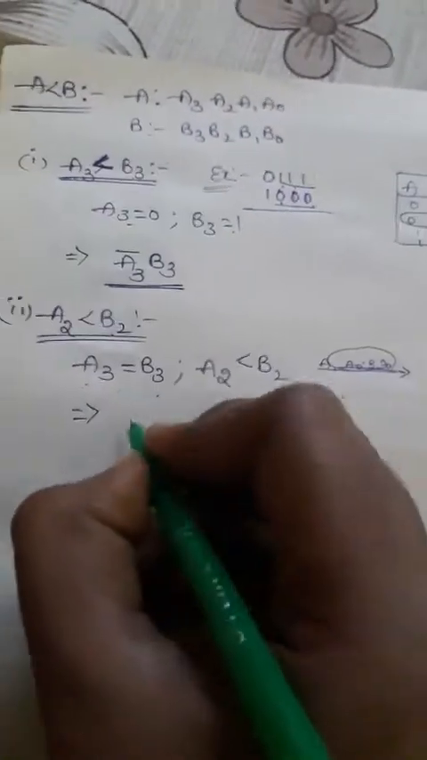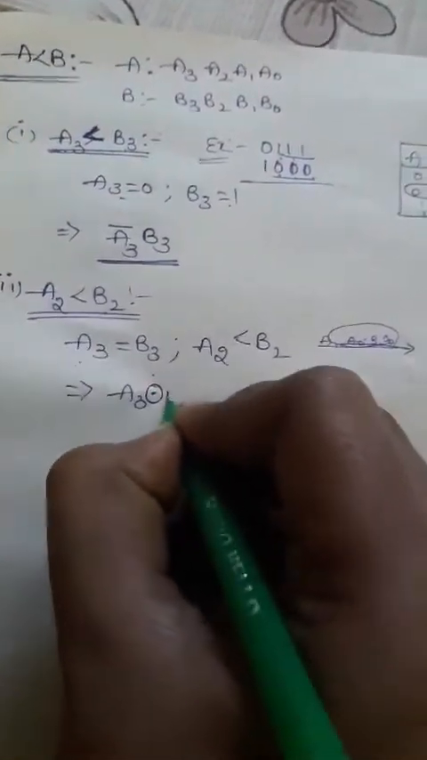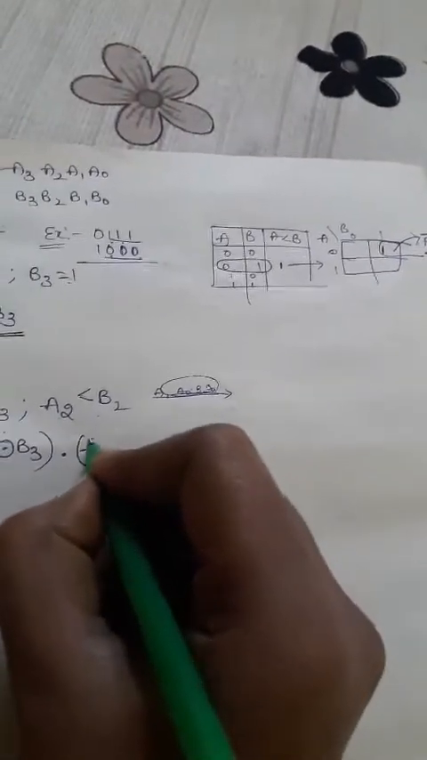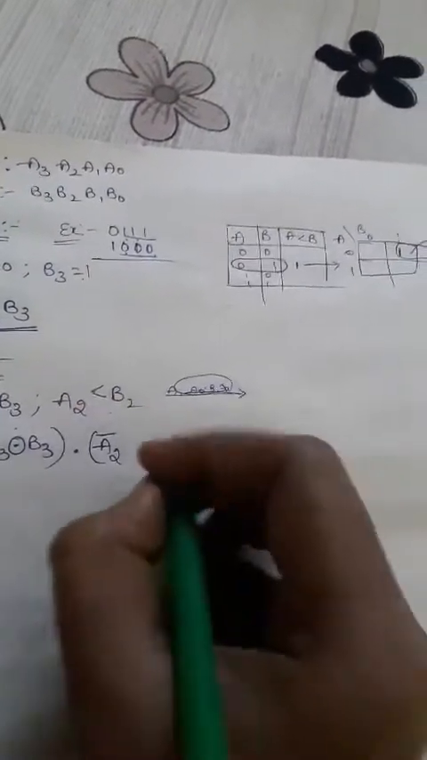So A3 is equal to B3. What is the output actually? Equal condition means it is the XNOR output. Into, and for the less than condition, which output do we have to get? That means A complement B, so complement of A2 and B2. So this is the second output.